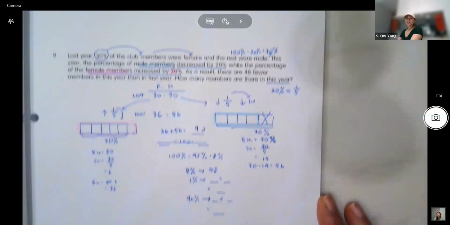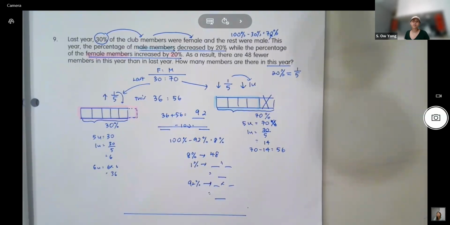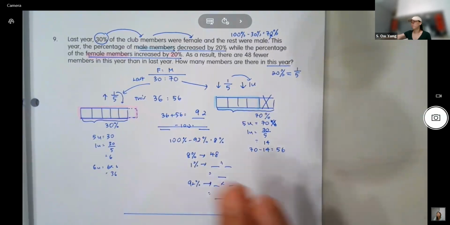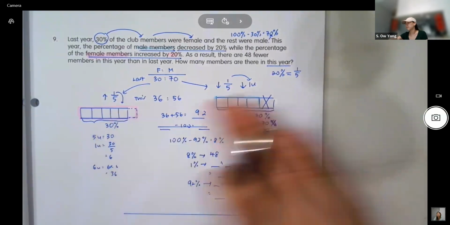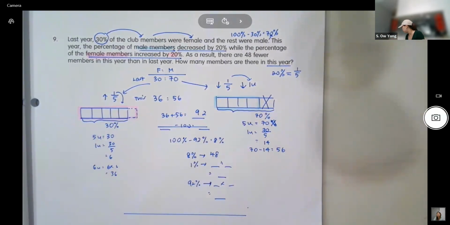All right. So this is rather confusing, but I think if you do it part by part, you settle the male first, then you settle the female, you'll be able to solve. Yeah, correct. With that, let's move on to question 10.